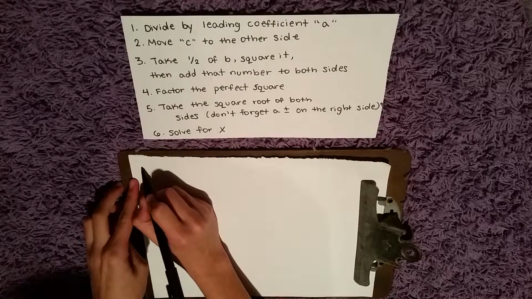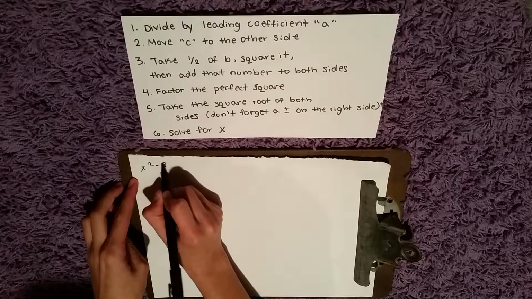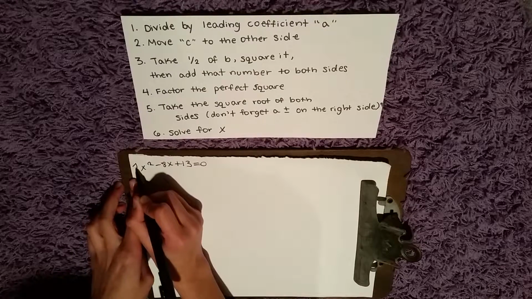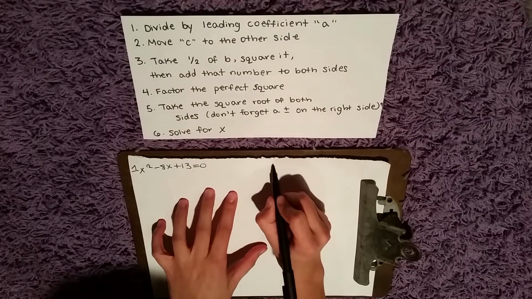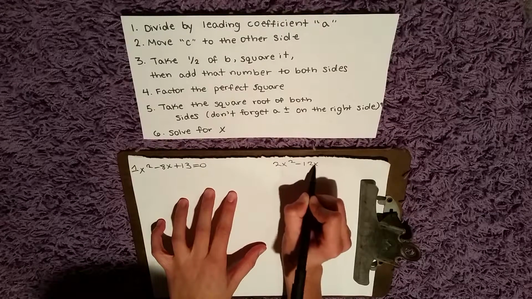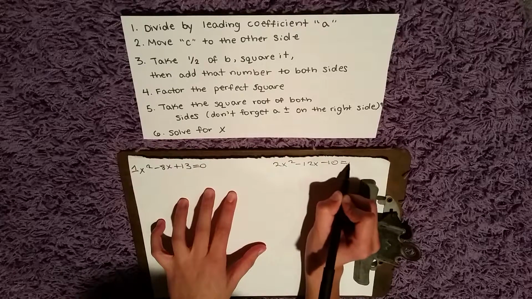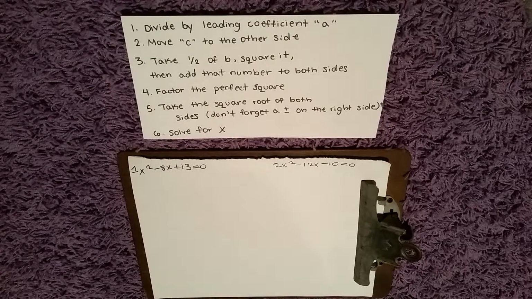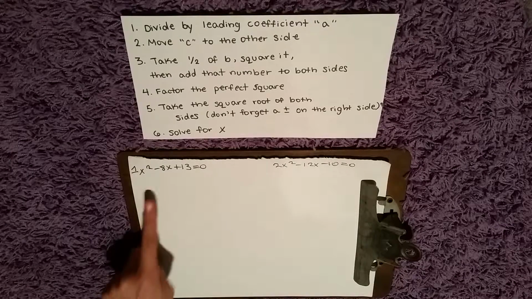We have ones that look like this, with 1 as the leading coefficient, and we have ones that look like this, with a number other than 1 as the leading coefficient. In this case, it's 2. So I'm going to be teaching you how to solve quadratic equations both ways, with 1 as the leading coefficient and with a number like 2 or 3. So let's get started. We're going to do this one first.